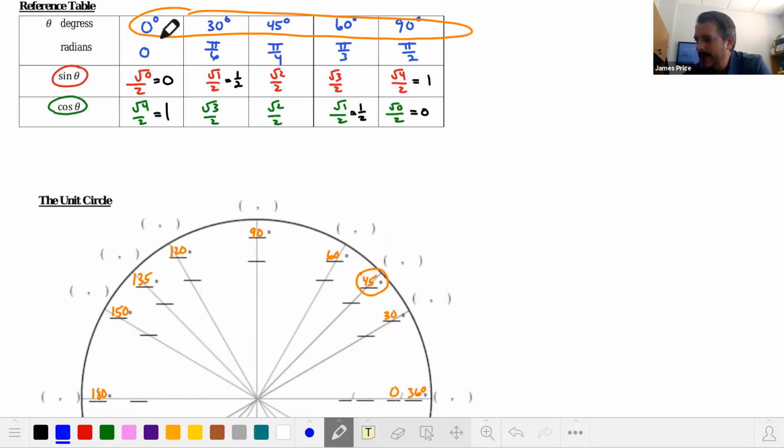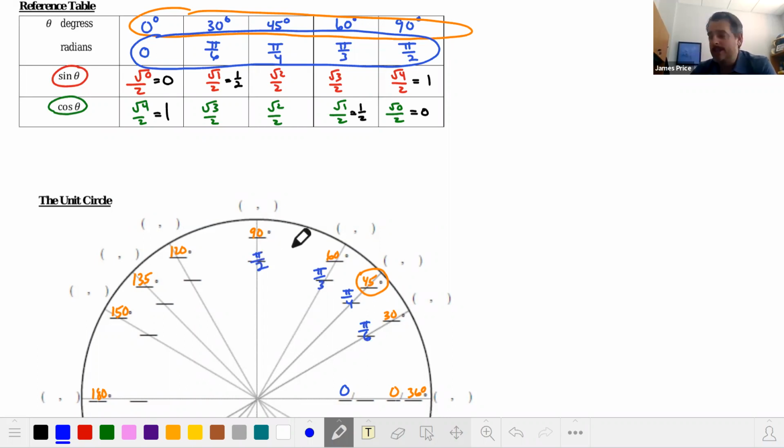So for radians, I'm going to focus on my reference table. I can just use the radian line there and fill these out. So it's like 0, pi over 6 radians, pi over 4 radians, pi over 3 radians, and pi over 2 radians. And now I can count with these. So what's the idea? Let's count with pi over 4s first.